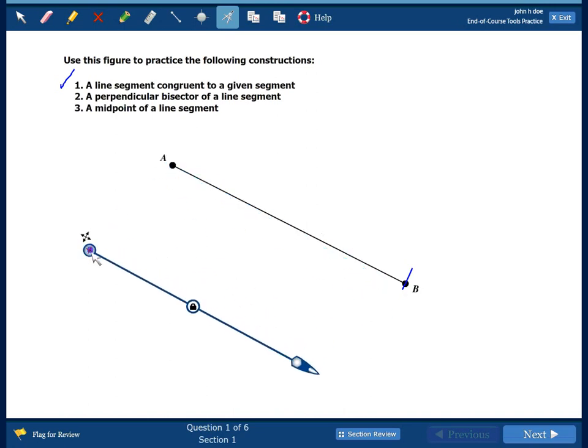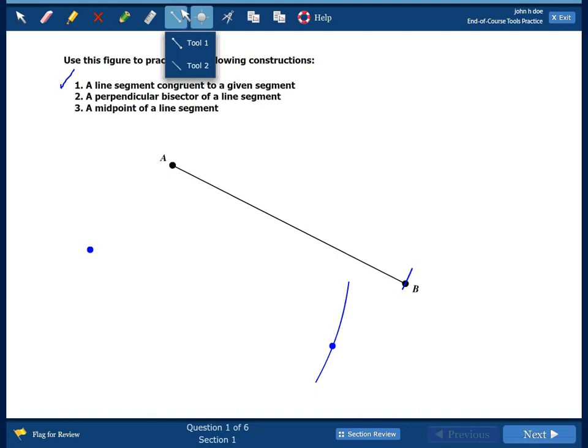Now I'm just going to move the cross to the center of the point, and I'm going to draw an arc. I'm going to put a point somewhere on that arc, and I'm going to make a line.